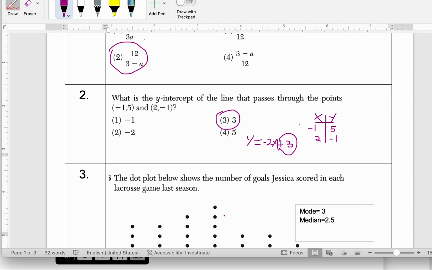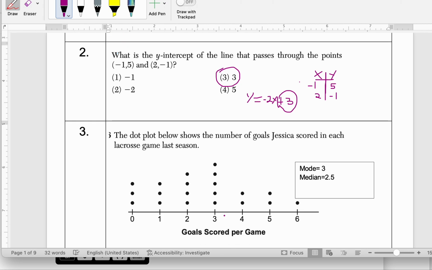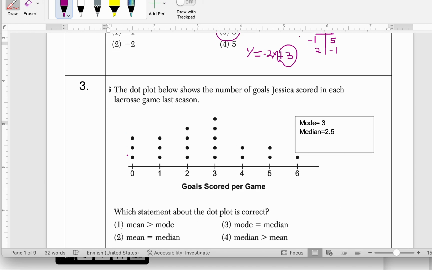Okay, let's take a look at number 3. The dot plot below shows the number of goals Jessica scored in each lacrosse game. Now, you could do this a long way if you had to put in each of these values in the calculator, but you could also see that this is the mode, right? It has the most values. The median, you're going to go 1, 1, 2, 2, 3, 3. And you could actually cross them out.